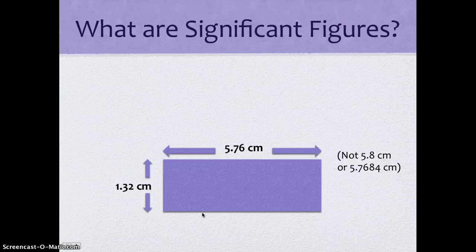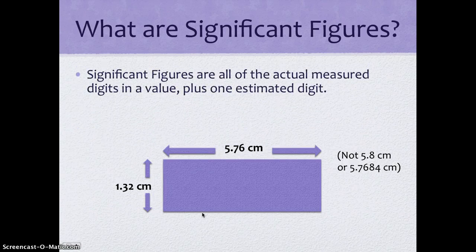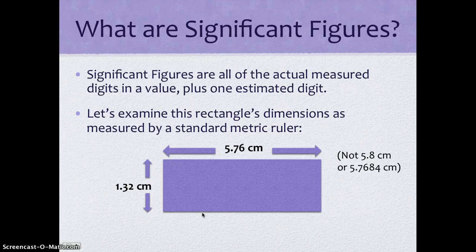Okay, so what are significant figures? Significant figures are actually all of the measured digits in a particular value plus one estimated digit. So when we look at a measurement, significant figures really reflect all those digits which we know for sure and one digit that we are kind of sketchy on. So what does that mean?